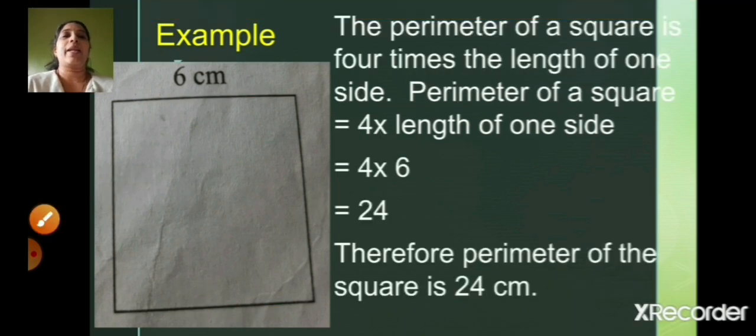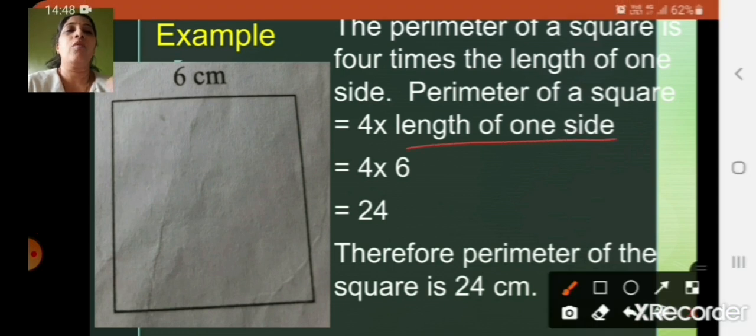So, what we will write? The perimeter of a square is 4 times the length of one side. And what is the formula? Perimeter of a square is equal to 4 into length of one side. So what is the length of one side given? It is given as 6. So what is 4 into 6? 4 sixes are 24. So you will write the final answer as, therefore perimeter of the square is 24 centimeter.